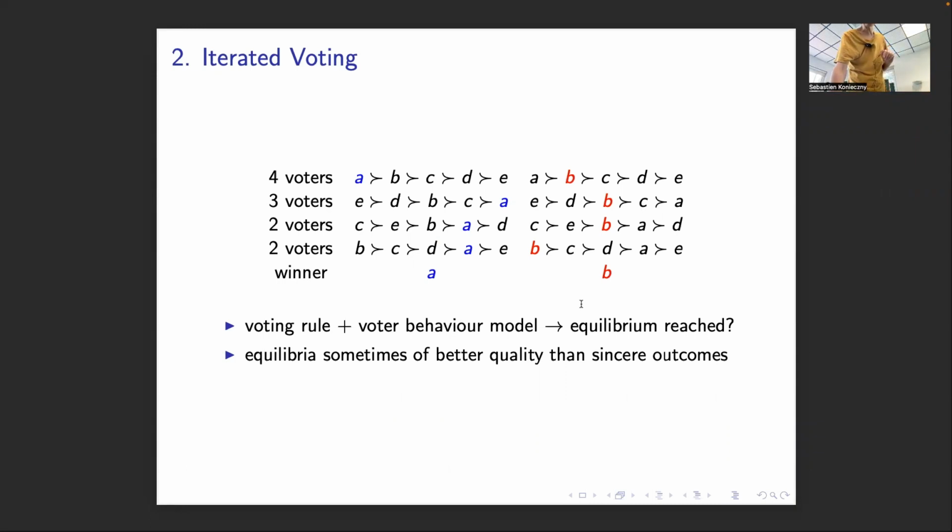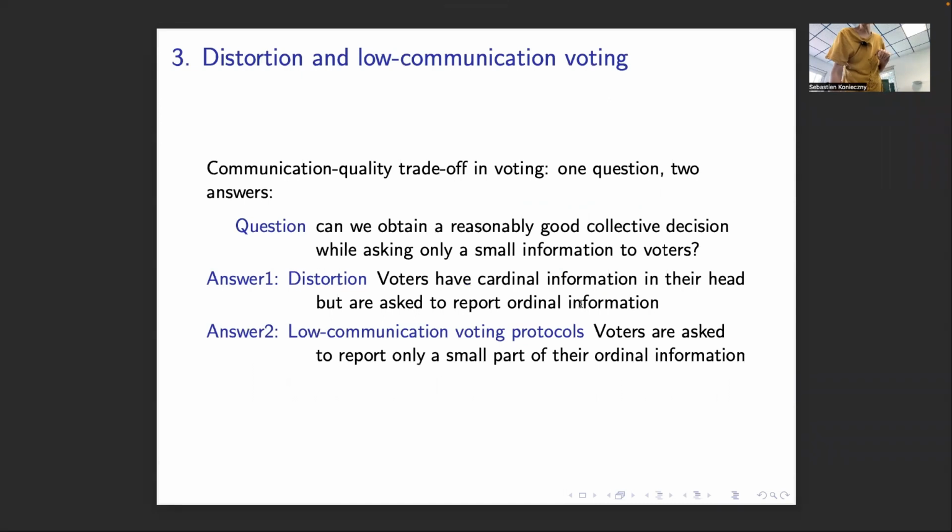It's also a cool topic, and there were quite a lot of papers published in that.